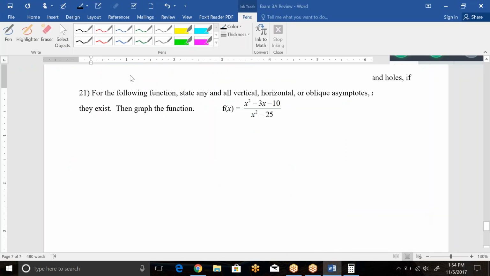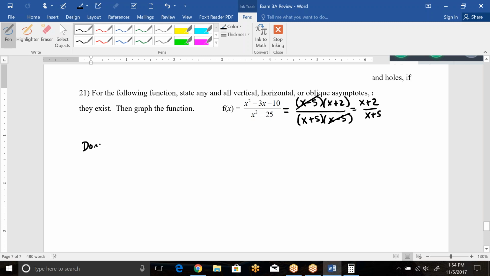Okay, so then let's factor this one. It looks like this factors into x minus 5 and x plus 2 on top. Multiplies to -10, adds to -3. The bottom is a difference of two perfect squares, so that'd be x plus 5, x minus 5. So there is a cancellation here. So that's x plus 2 over x plus 5 as the reduced version of this rational function.